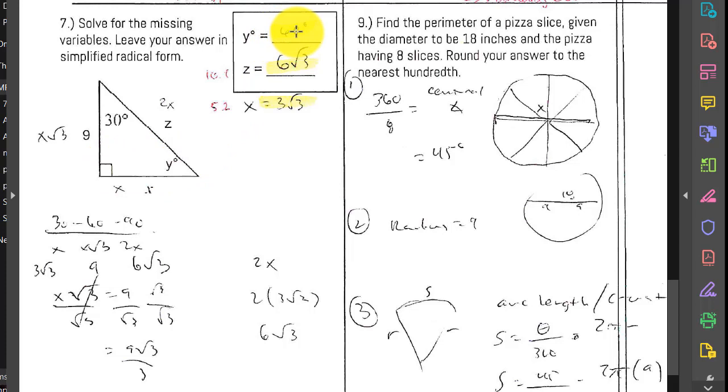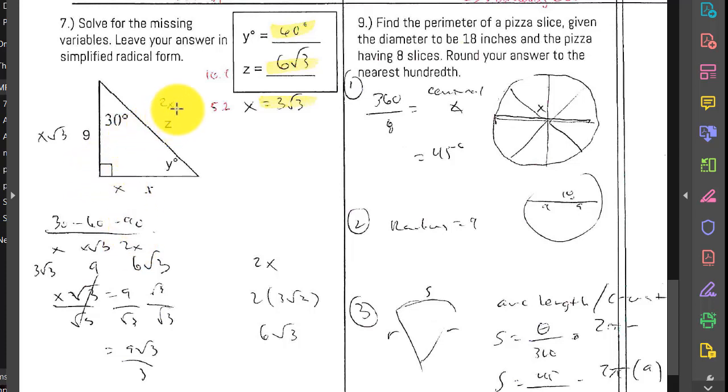Now if I label my triangle, for the 30, 60, 90, the formula is x, x radical 3, and 2x. That means across the 30-degree angle we write x. And across the 60 we are going to write x radical 3. And across the 90 you're going to write 2x.